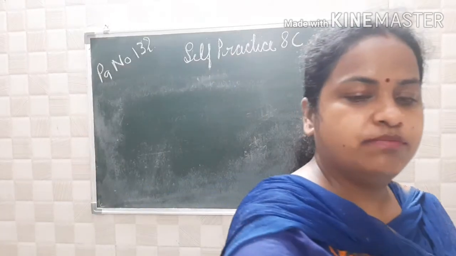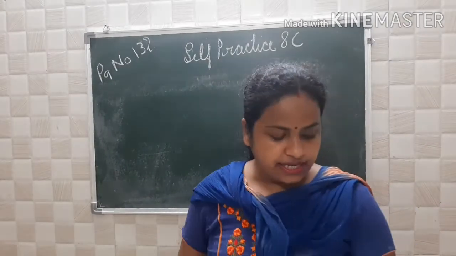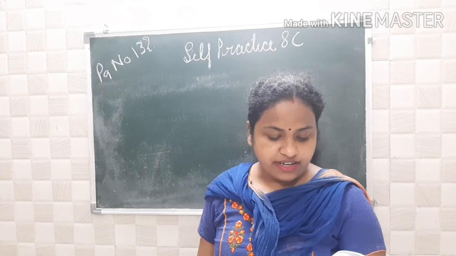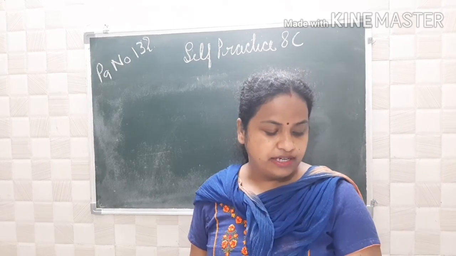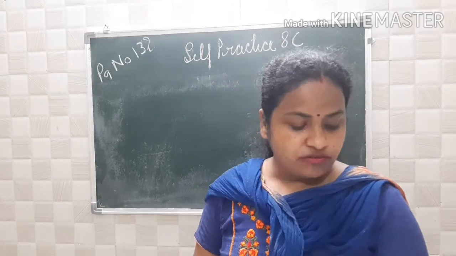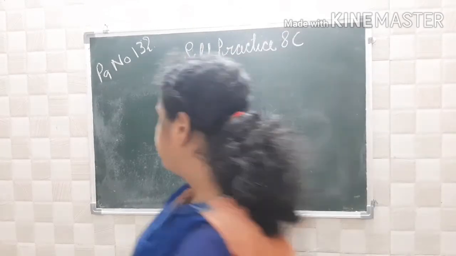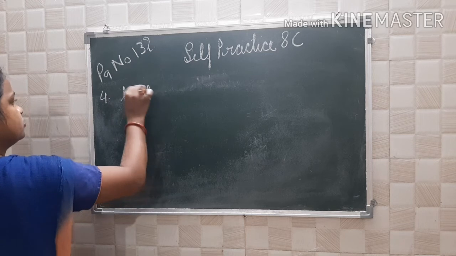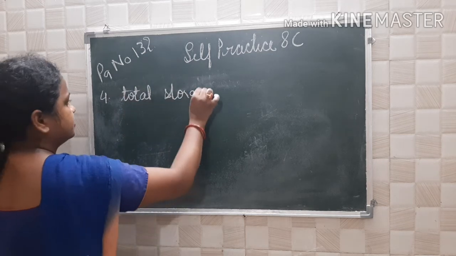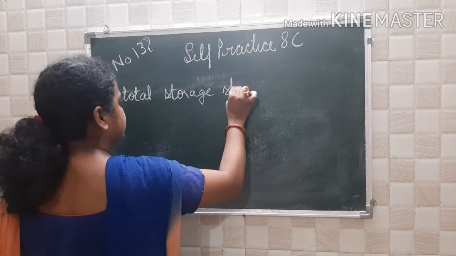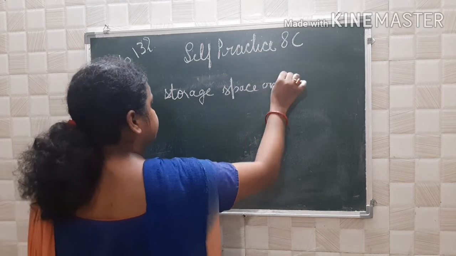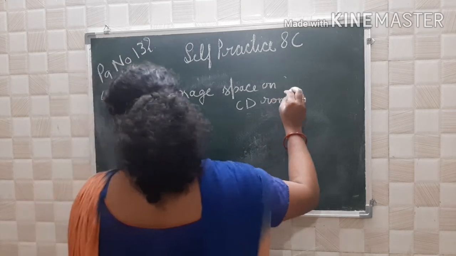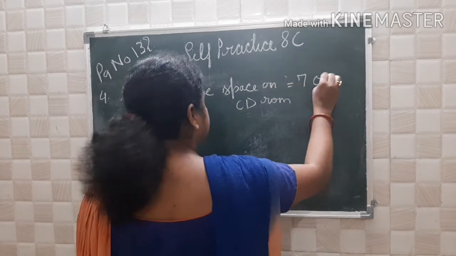What is there in question number 4? A CD-ROM has 700 megabyte of storage space. What percent of space is used by a file that takes up 154 megabyte? So, what is the total storage space on CD-ROM? How much? 800 megabyte. Sorry, 700 megabyte.